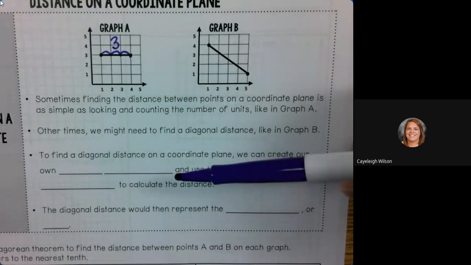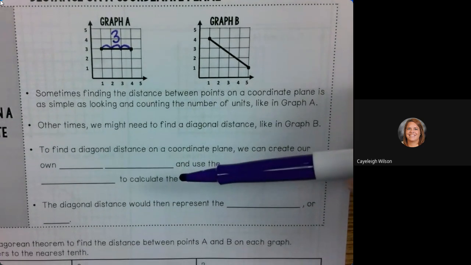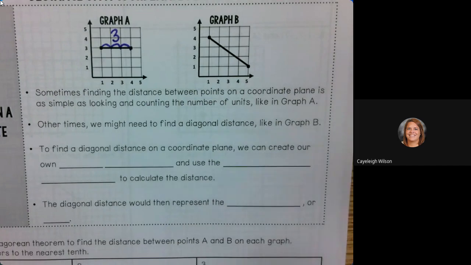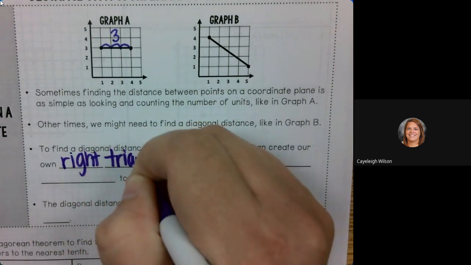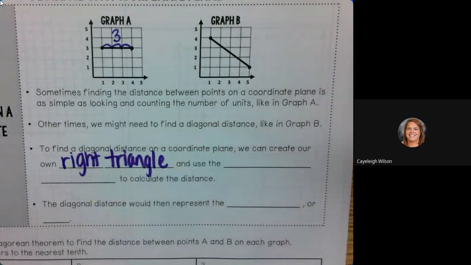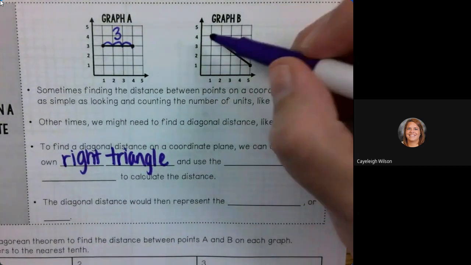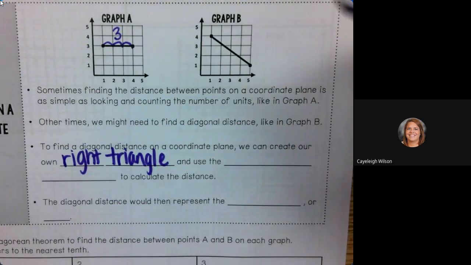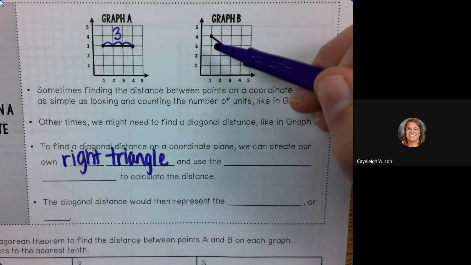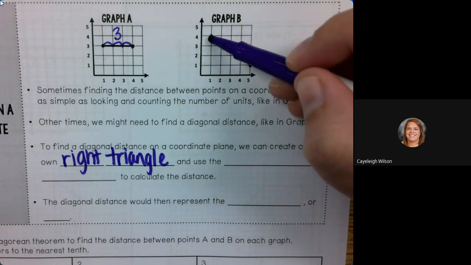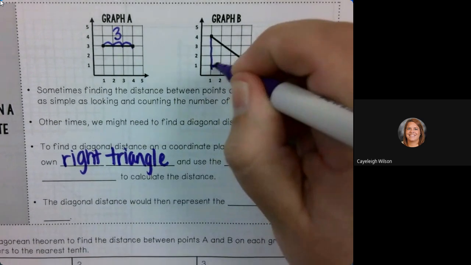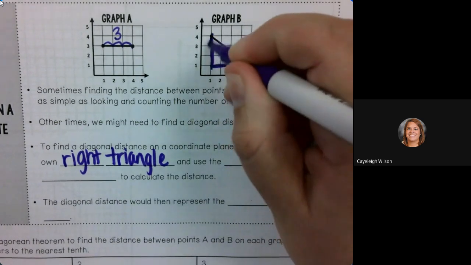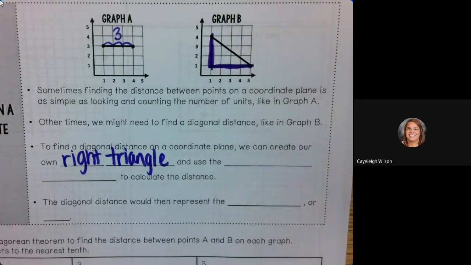And we can't find that diagonal distance because it's not counting full boxes. So what we're going to do to find a diagonal distance on a coordinate plane, we can create our own right triangle. And we talked a little bit about that, and how we're going to do that is by tracing the lines to make that into a triangle. So I typically will start at the highest point and go up or down until I'm in line with the second point. So this time I'm going to go down, and then I'll trace over. And that'll give me 2 straight line distances to use.